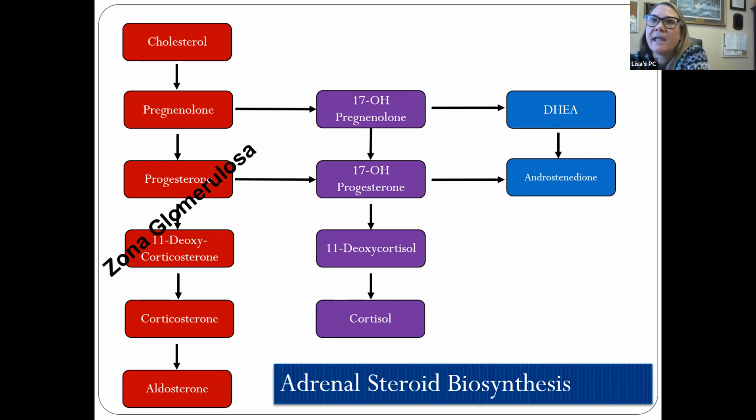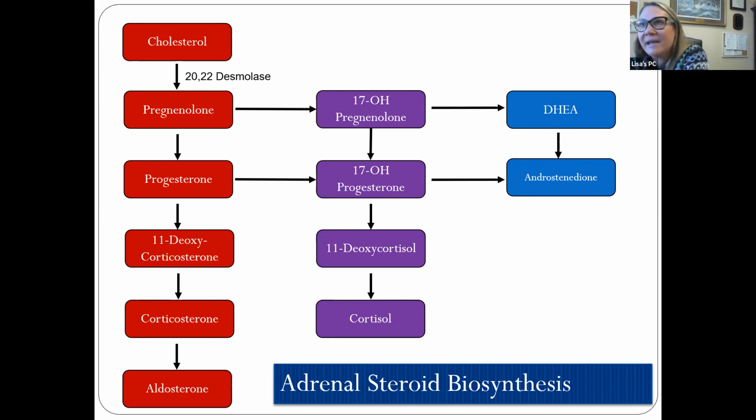So again, glomerulosa, fasciculata, reticularis. I don't expect you to memorize these. I memorized them before my PEDS boards. I remember distinctly sitting in my car outside of a Prometric testing center before my PEDS endocrine boards with this in front of me, going through it in my head, like, okay, just remember this. And now I just remember it, but I don't expect that you know this off the top of your head.